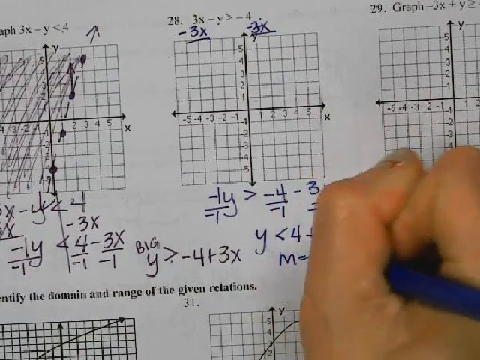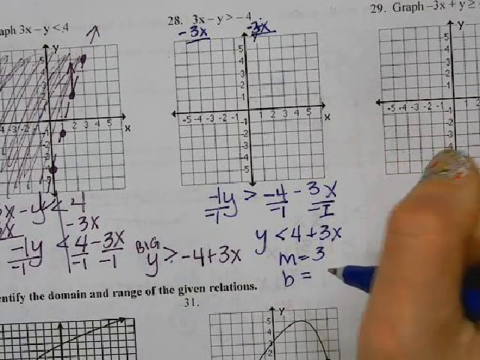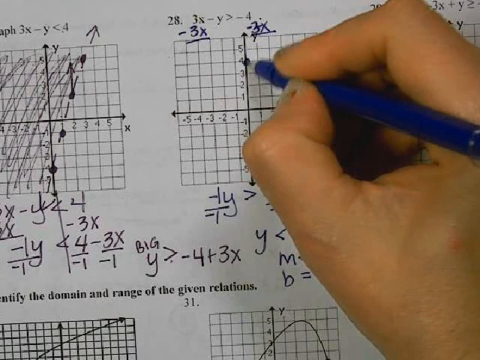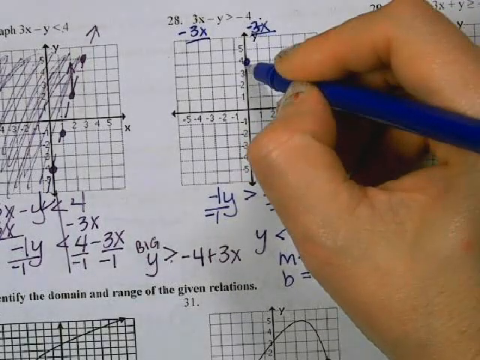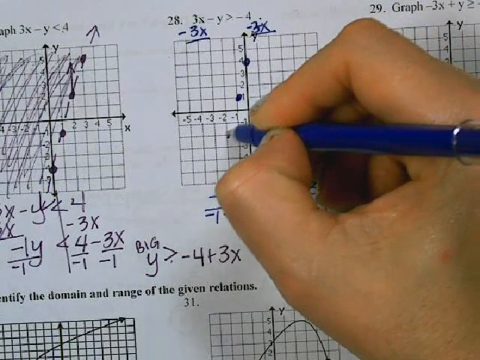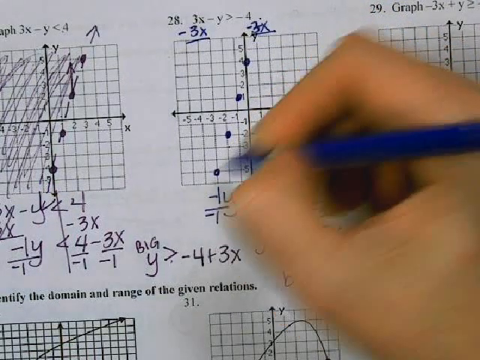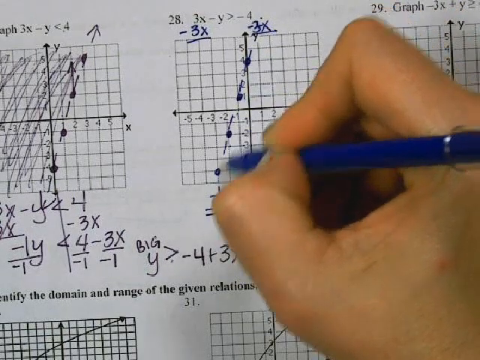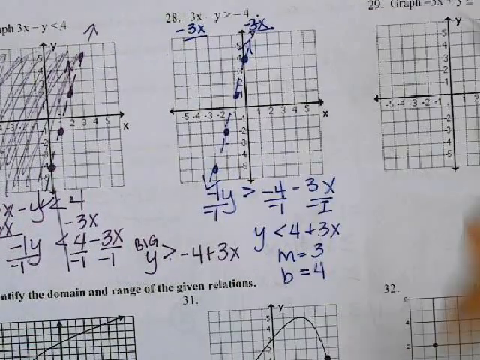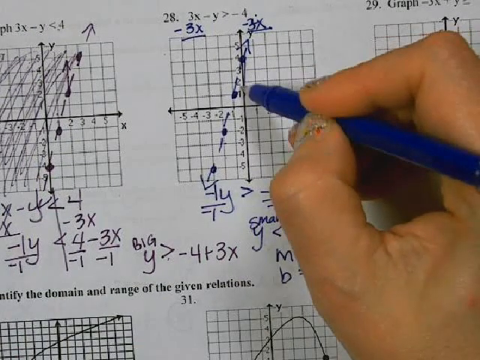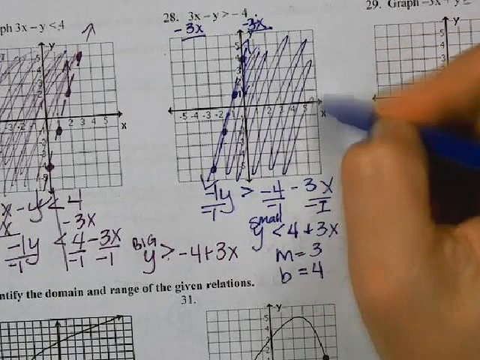m on this one is 3. b on this one is 4. We're going to start at 4. We're going to go up 3 over 1 and down 3, back 1. It's going to get a dotted line. And y is on the small side, so we're going to shade down. So you pick a point, draw an arrow down, and shade on that side.